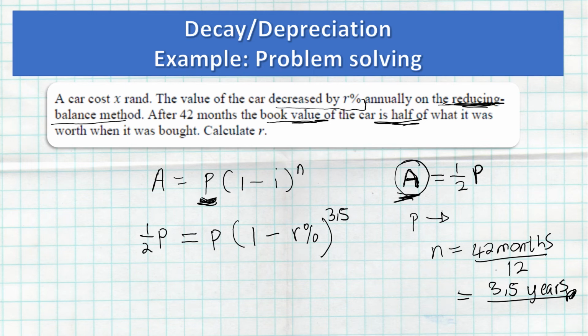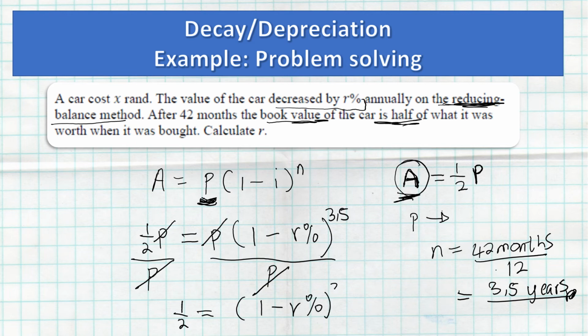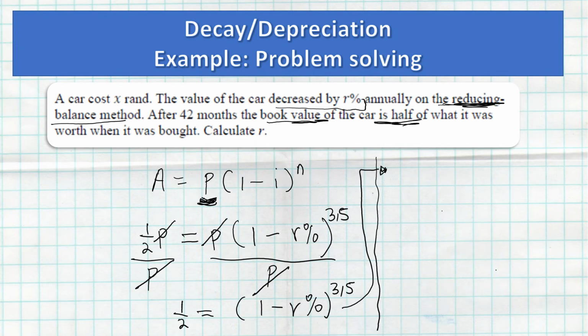To solve for R, I can first start by dividing both sides by P. So this P will cancel this P. Then I'll be left with 1 over 2 equals 1 minus R% to the exponent of 3.5. Now to solve for R, I can apply the root of, well, it's not the third root, it's the 3.5 root of that, on both sides.